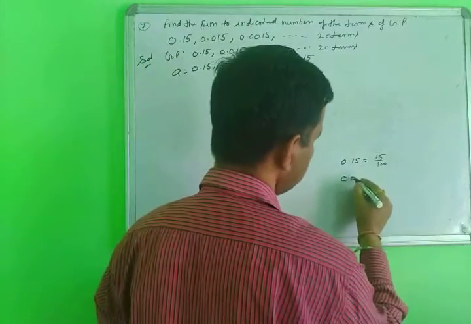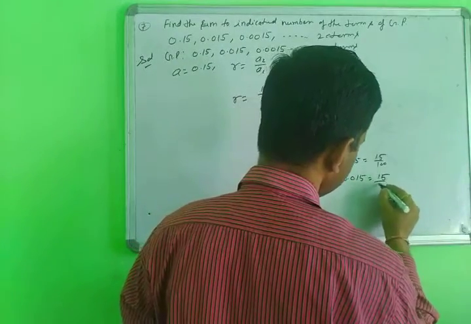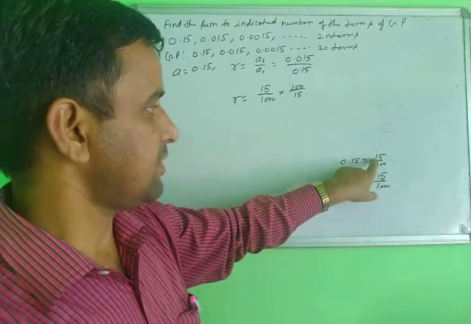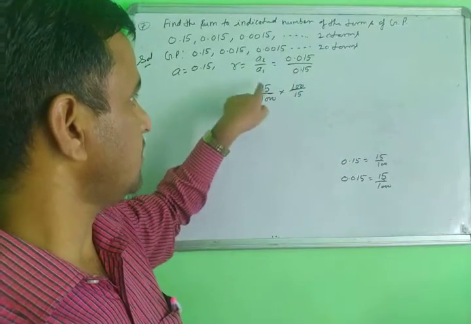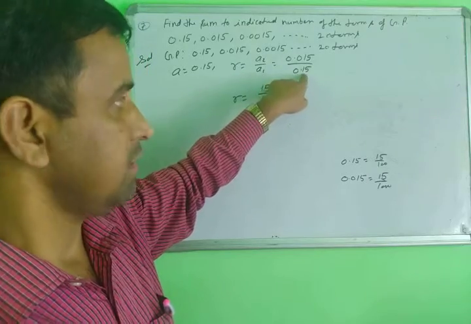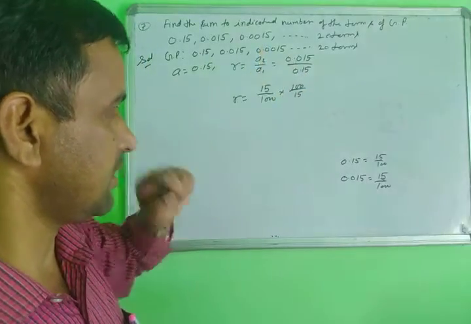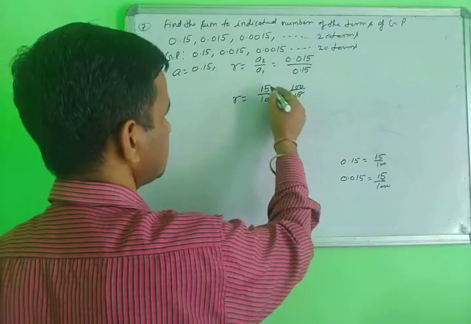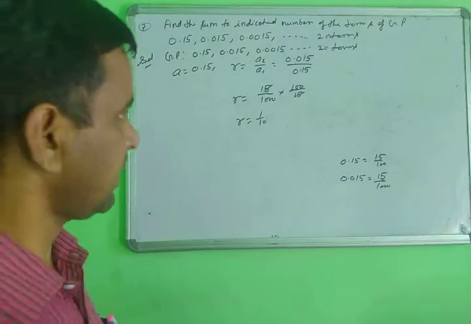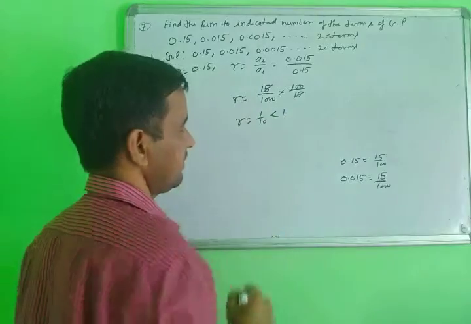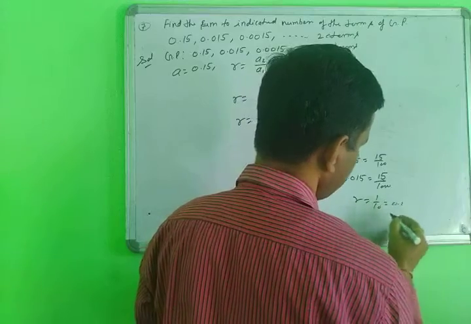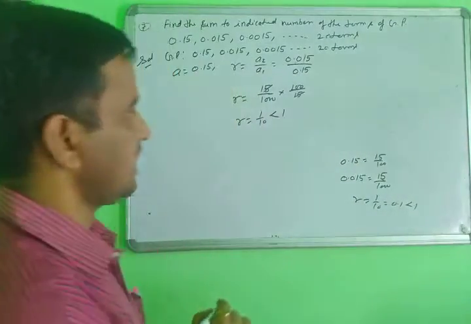Same thing here, 0.015 is 15 upon 1000. So 15 upon 1000 divided by 15 upon 100. Then 100 will go in the numerator by the reciprocal, then this will be cancelled. What is the value of r? 1 upon 10. The value of r is 1 upon 10, meaning 0.1, and this is less than 1.